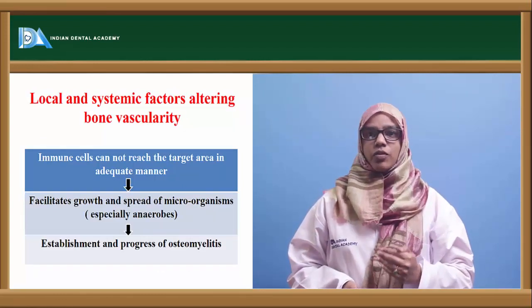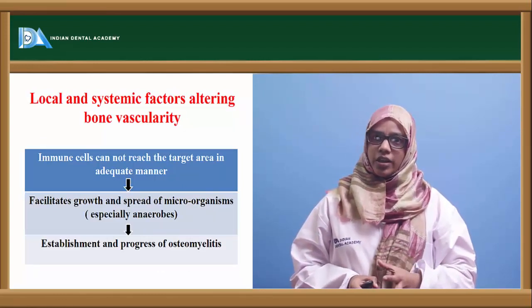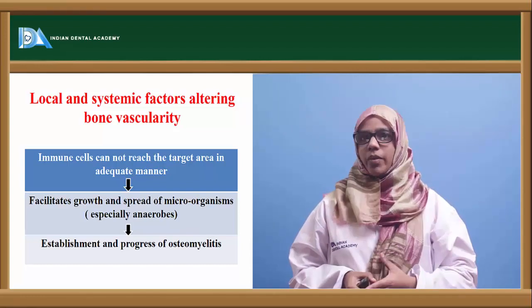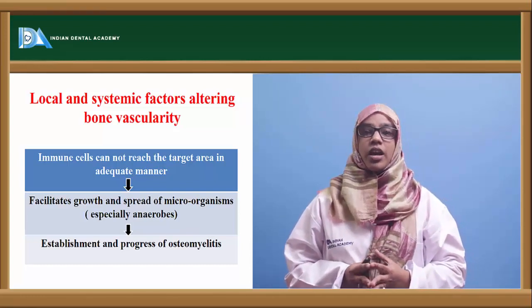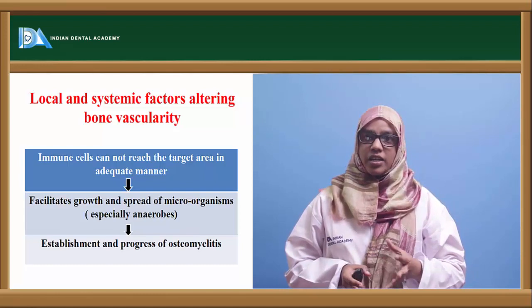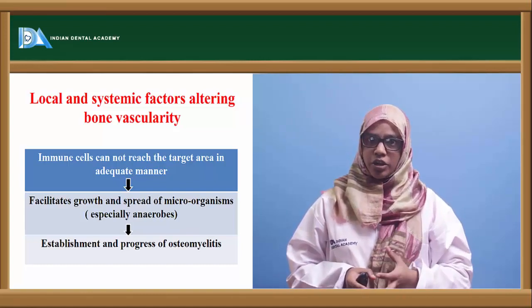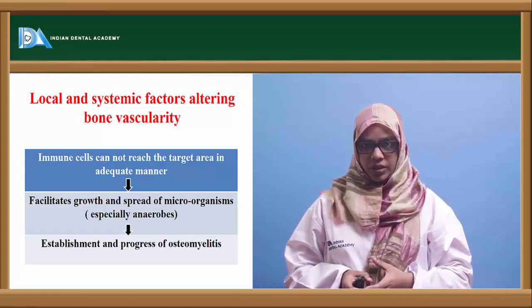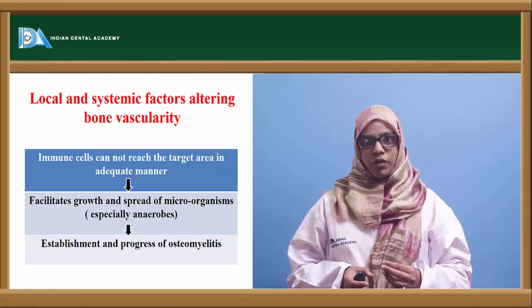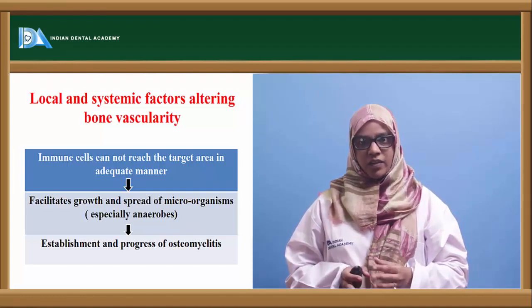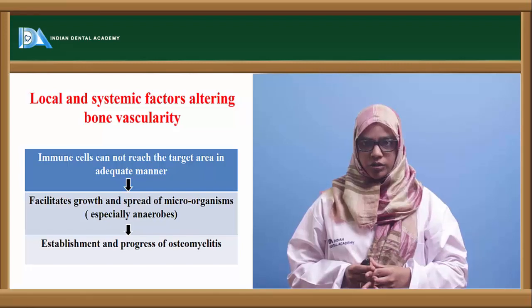Then decreased vascularity. If you compare the maxilla and the mandible, the maxilla is comparatively more highly vascularized than the mandible. And as age advances, the vascularity of the mandible further decreases. It is supplied by the inferior alveolar artery in the centripetal direction and the periosteum in the centrifugal direction.